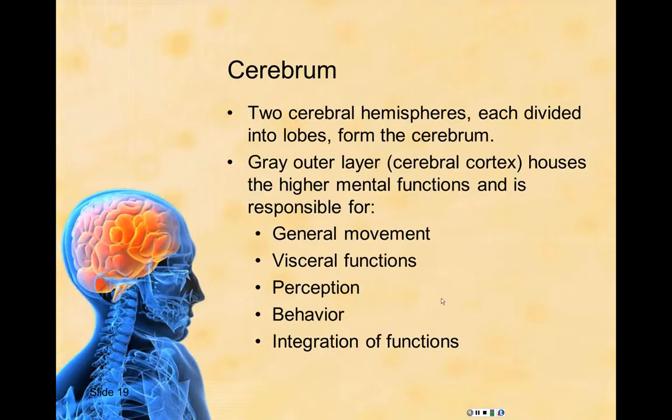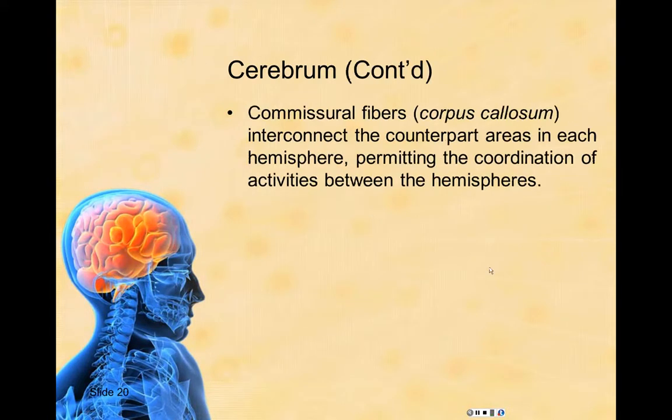So the cerebrum is divided into the two cerebral hemispheres, each divided into lobes, and that forms the cerebrum. The higher mental functions occur in this area, the gray outer layer of the cerebral cortex, and allows general movement, visceral functions, perception, behavior, and integration of functions. The corpus callosum is that area of thick fibers that divides the two, and it's an interconnection between these areas that permits the coordination of activities between the hemispheres.